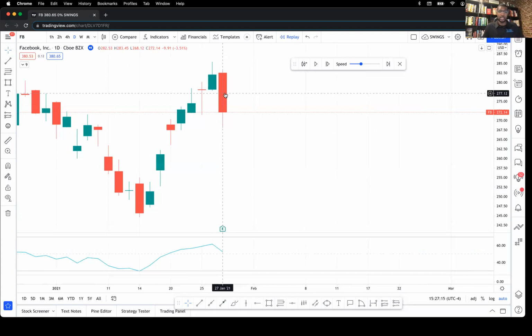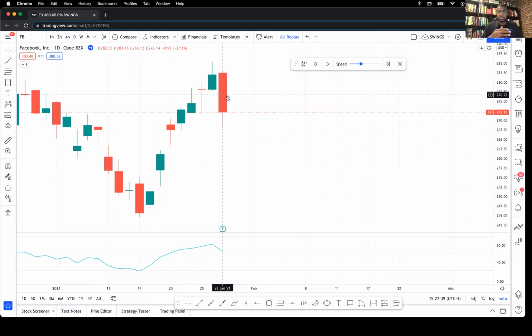Now, it's not going to tell you how long this bearish momentum is going to last, and it's also not going to tell you at what price point it's going to stop selling off. But all you can do is use your risk management, which we'll get into a little bit later, to gauge where you want to get in, how much money you want to invest, and at what point you want to get out.